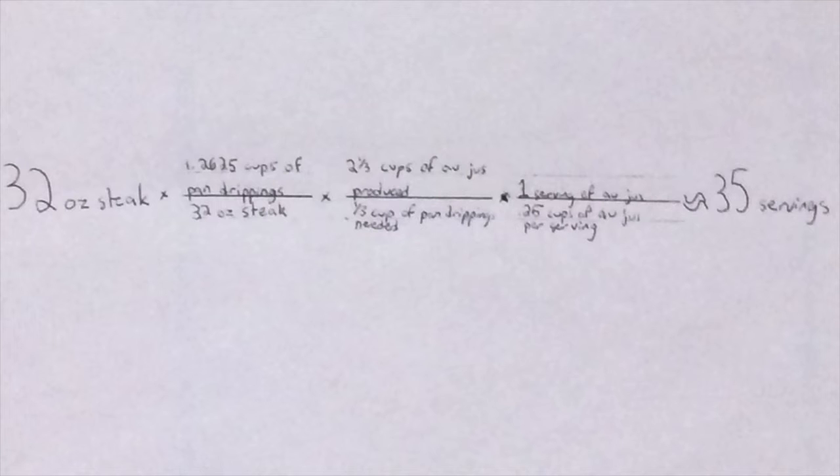However, we have yet to calculate how many servings this equates to. To do so, we must determine how many cups of au jus are usually used to accompany meat. This value seemed to be about 4 tablespoons of the au jus, which is served to the side of the meat. Thus, to complete our problem, we converted 4 tablespoons into 0.25 cups per serving and placed it in the denominator to cancel out with the previous value representing the total pan drippings. When completed, it is seen that one 32-ounce New York strip steak can produce 35 servings of au jus.